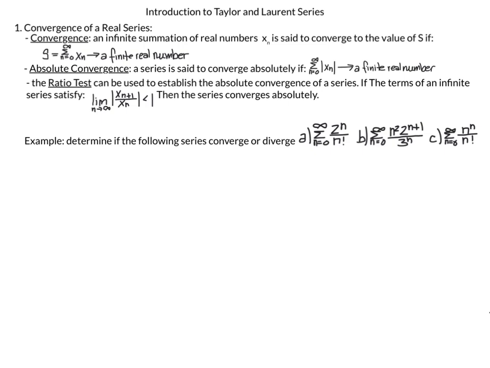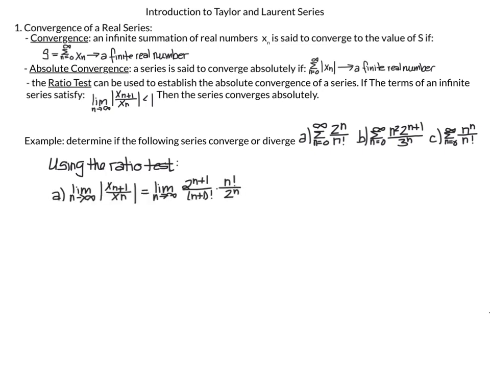So maybe this will be nostalgic for you. And for all three, we're going to use the ratio test because the book hasn't given you any other way to prove convergence. So we will consider the limit as n approaches infinity of x of n plus 1 over x of n.